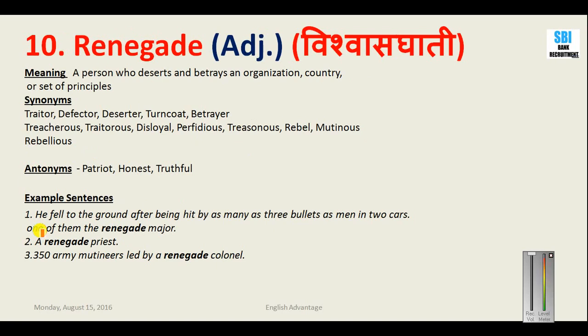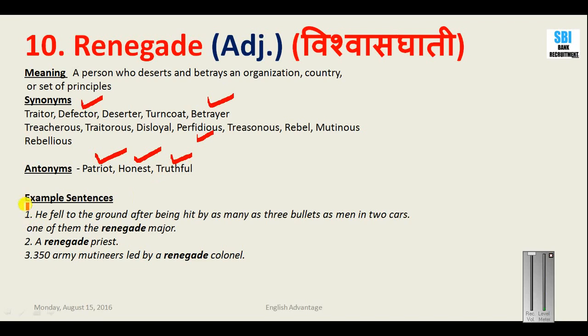Now let us look at the next very important word. Renegade is someone who betrays, someone who is not truthful. So you can say traitor, defector, deserter, turncoat. Someone who cheats some organization or his country. Let us look at the meaning part. A person who deserts and betrays an organization, country, or set of principles is called a renegade. This is an adjective. Out of these words, perfidious is very important, and traitor and defector are very important words. Betrayer, these three words are very important. Defector, betrayer, and perfidious. And the antonyms for this word are patriot, honest, and truthful.